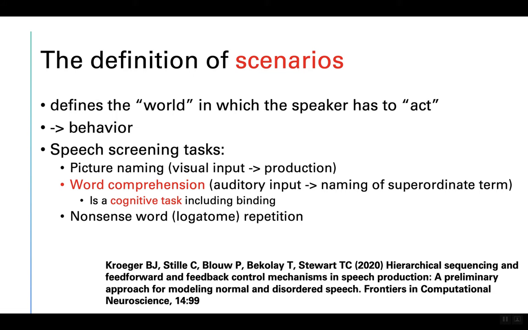So the second scenario I would like to talk about is word comprehension. Here we have no visual input, here we have an auditory input. And here we have a cognitive processing. The task is to name the superordinate term. So it is a cognitive task, including binding. I gave you the information in the video before that in the case of getting a superordinate term, we need a binding operation on the neural level.